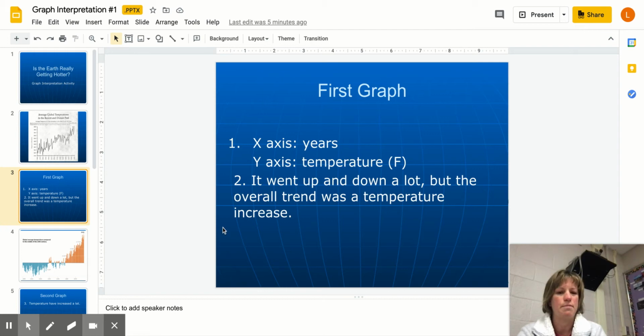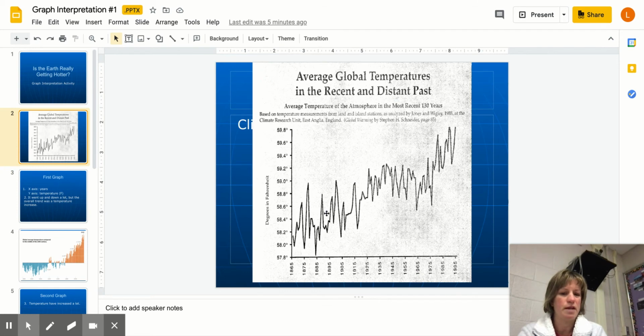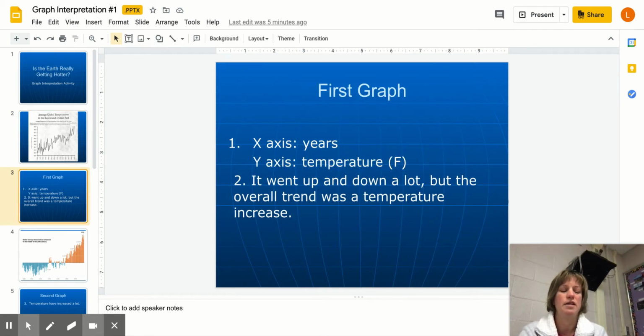Now, what has the temperature done? So I said this, it went up and down a lot. Do you notice that? Another way that you might have typed it is that you see zigzags. So it's not like it's a perfectly straight line. But you maybe have heard a math teacher say you can do a best fit line through there to get an overall trend. And so our overall trend is a definite temperature increase in this period of 130 years.